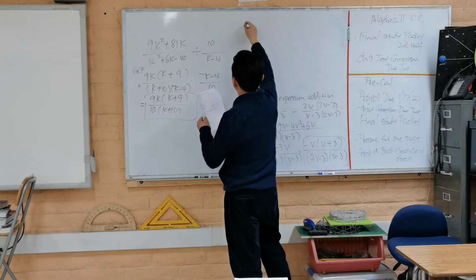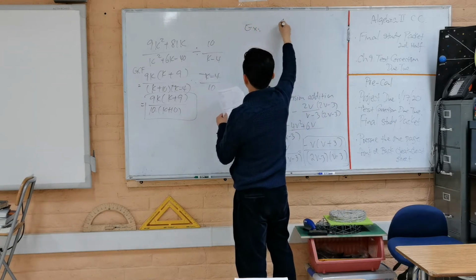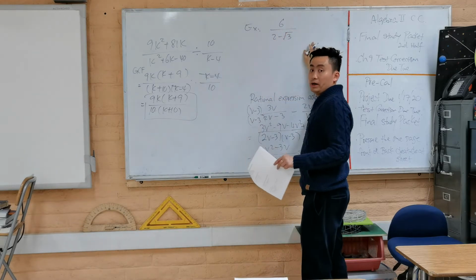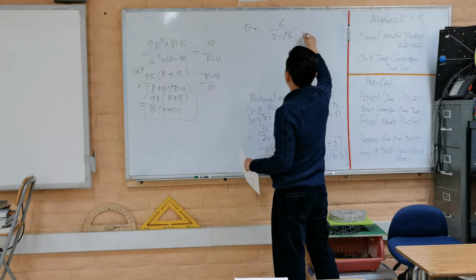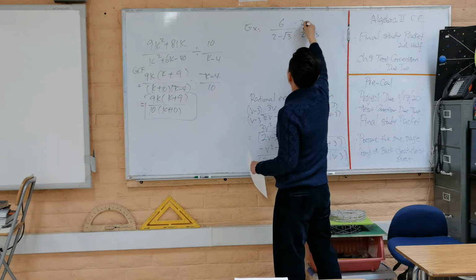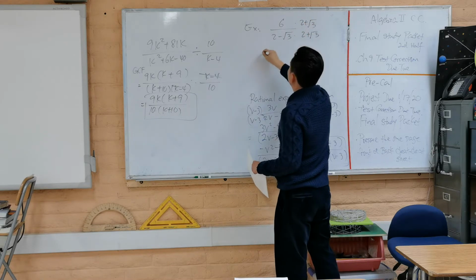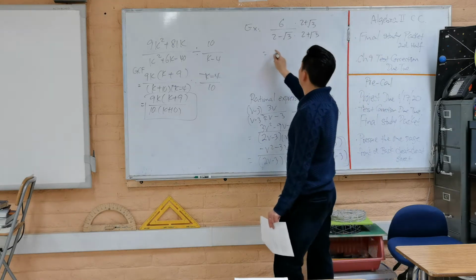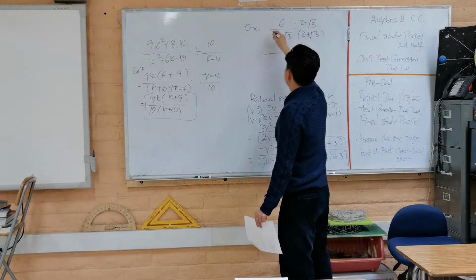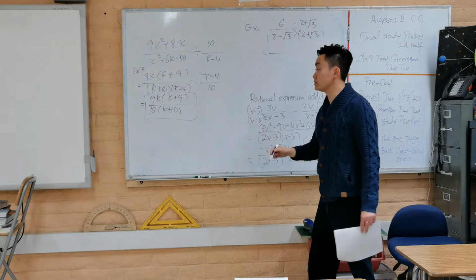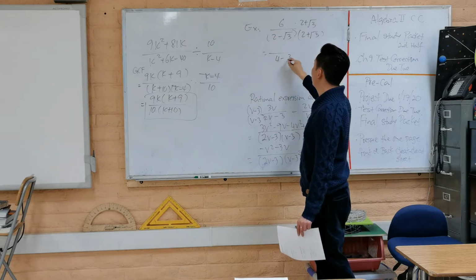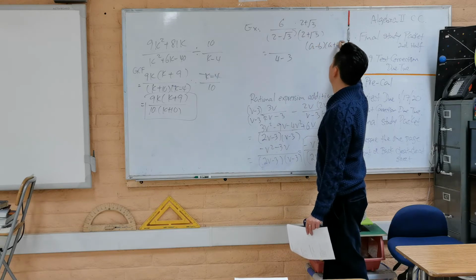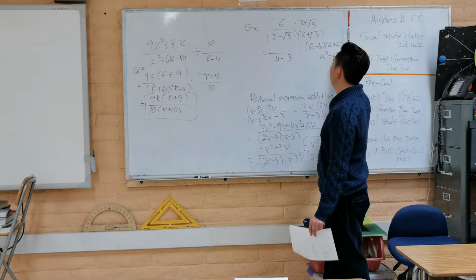So let's say we have something like 6 over 2 minus root 3. That means we want to multiply by the conjugate of the denominator, 2 plus root 3. Again, this one is just a simple question. It's not the exact same thing as the final, but they're pretty similar. The conjugate multiplied by the conjugate means the difference of two squares. Again, this one is like a minus b times a plus b, so it's a squared minus b squared.